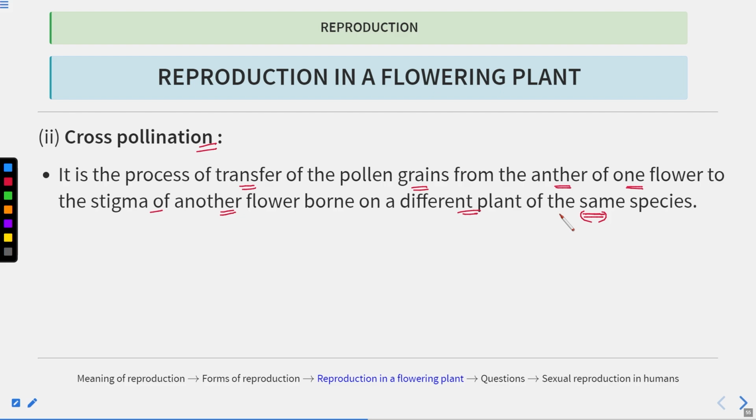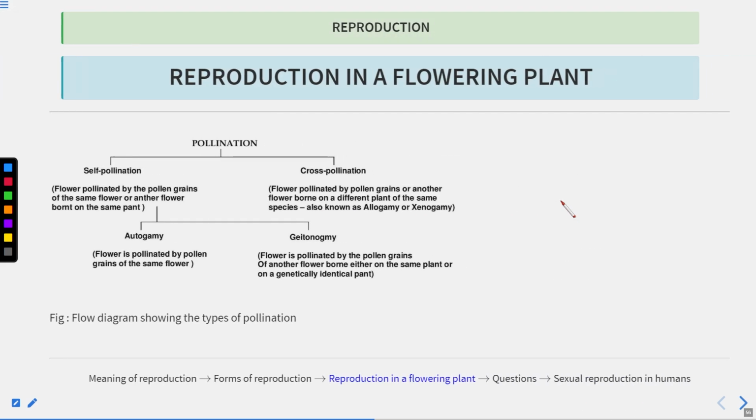Clear? Here, what is happening? Again the pollen grains are transferred from the anther of one flower to the stigma of another flower, and that flower is born on a different plant which belongs to the same species. Clear? In the case of self-pollination, the pollen was transferred to a flower born on the same plant or on another plant that was genetically identical to that plant. So this is the difference. Here a different plant is involved which belongs to the same species.